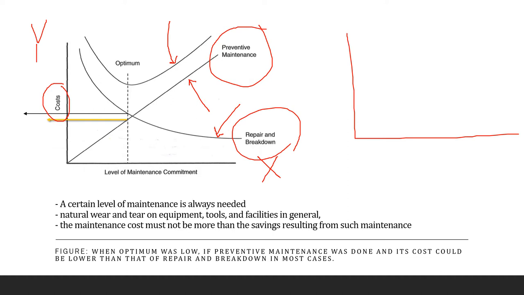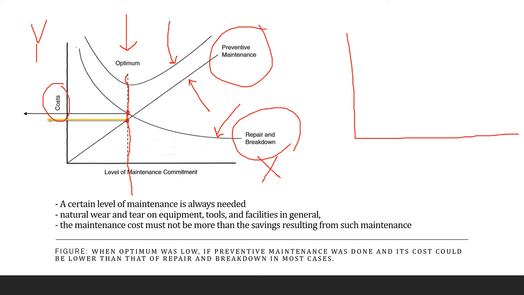You look at the repair and breakdown cost, really high at this point, going down right there. So now we're going to take a look at their interaction at a point in the study, concentrating on this point of level of maintenance commitment. Okay, we're going to commit to maintenance. We're doing the preventive maintenance. If you do preventive maintenance, that cost is lower than repair and breakdown.